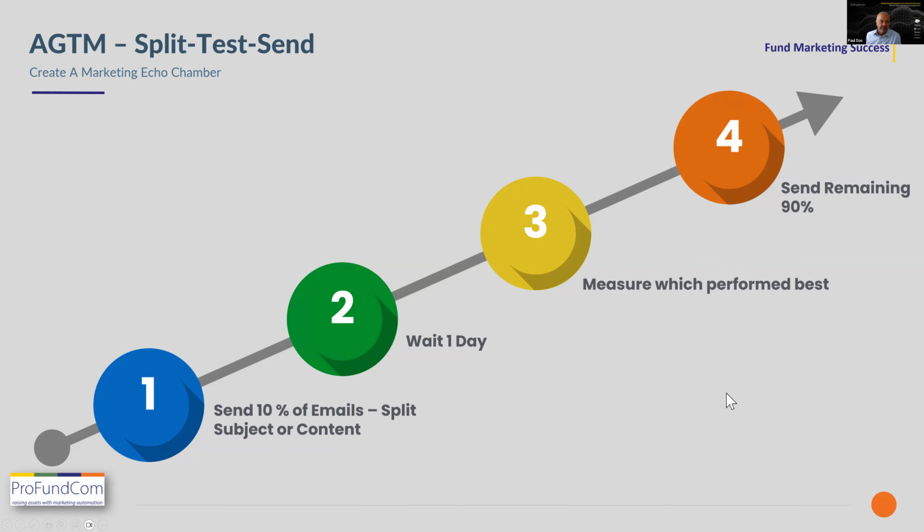Another one is all around split testing. This is a great automation for engagement. You take your set of emails, split the content, or split the subject, or both, send 10% of those emails out, and work out which one gets the most engagement. Then after a day, send the remaining 90% in the format that actually got the most engagement. Really, really useful, really, really simple. And it's not about creating complicated workflows.